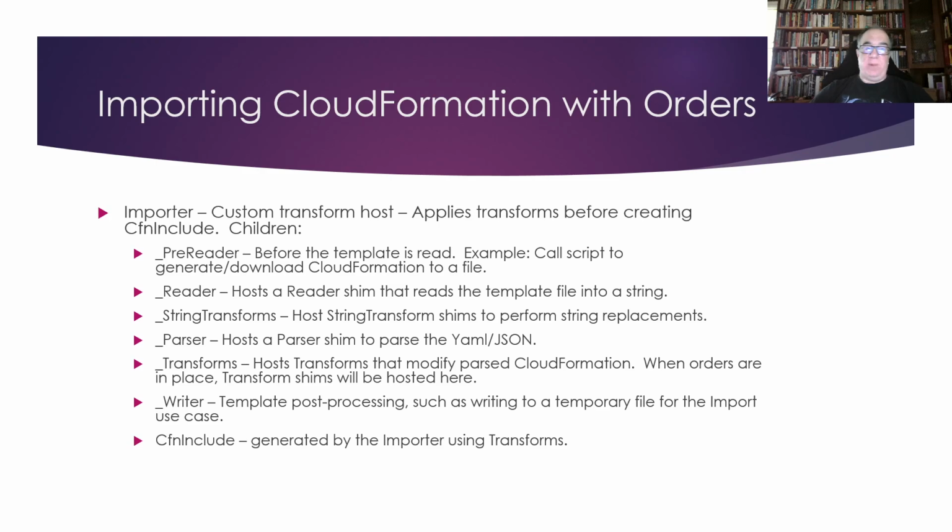When we're importing CloudFormation, we create an importer, and that's a custom transform host. This applies transforms before creating the CFN include. Previously, we've been looking at the synthesis use case, and in that case, the transforms are applied at synthesis time after the CloudFormation is created. Here we have CloudFormation, and so the transforms are applied before creating the CFN include. And so the children of the importer are the orders first, and the first order is pre-reader.